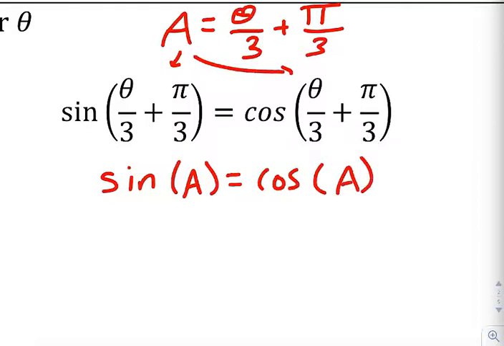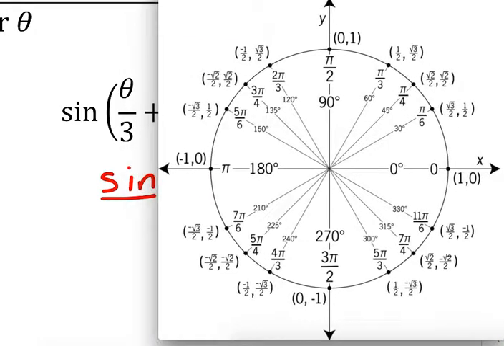Now you don't have to think about it this way, but again, I'm just trying to help gain an understanding. So I'm trying to find when sine is equal to cosine. Since both those arguments were the same, a is the same as a, so this is just literally saying when is sine the same as cosine. And so let's go to our unit circle because it happens a couple different places.